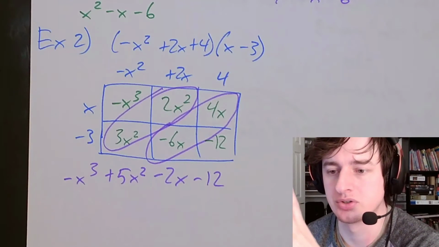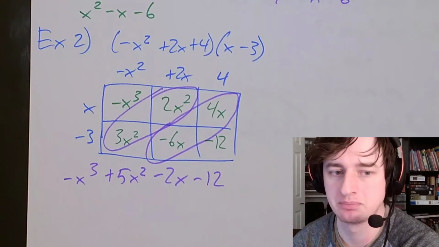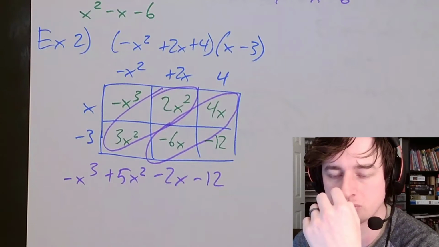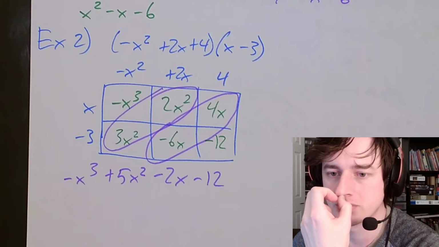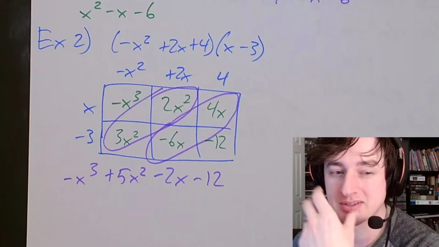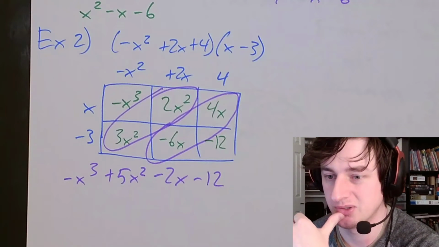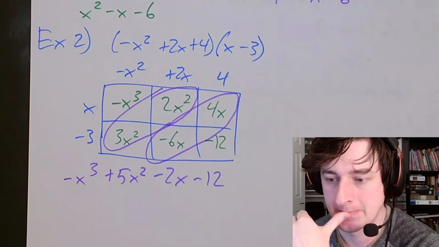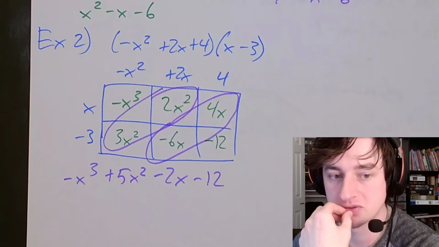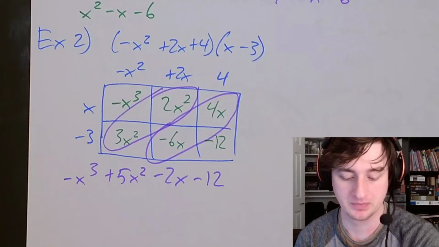I don't think I'm going to do a distribution example. It's exactly the same. We're just adding more things to be multiplied. So it's harder to keep track of. I think the box is the best way to do this. But you could also do it by distribution if you wanted to.